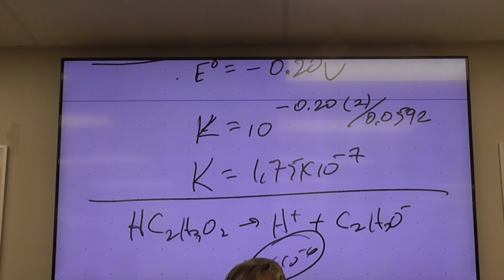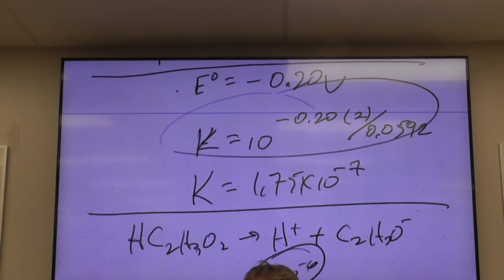So, what do you notice about all your Ka values? They're big numbers or small numbers? Small. When K is less than 1, K is small. What does that indicate about the spontaneity of the reaction? It is not spontaneous.